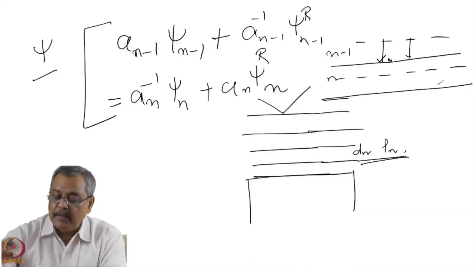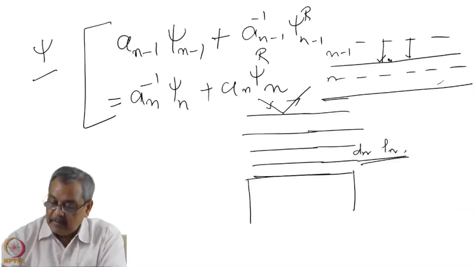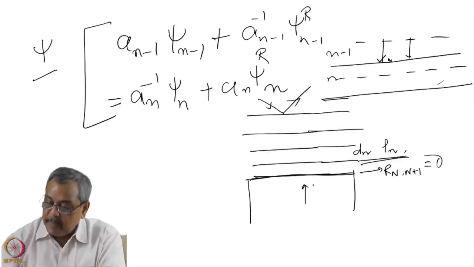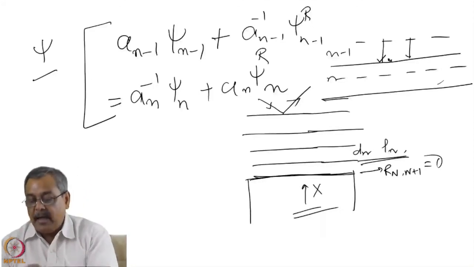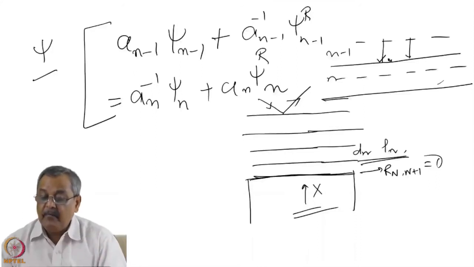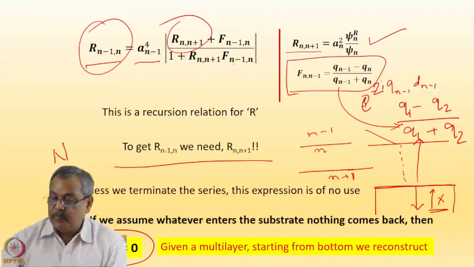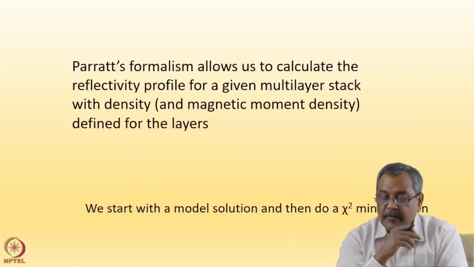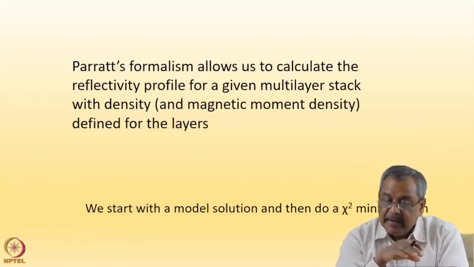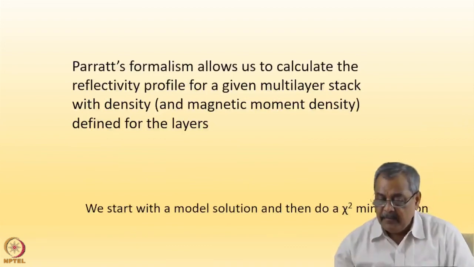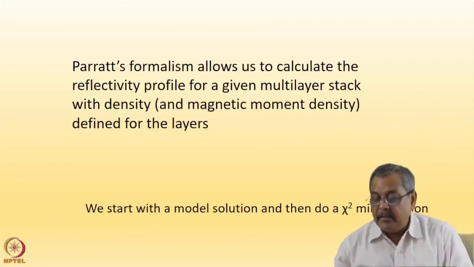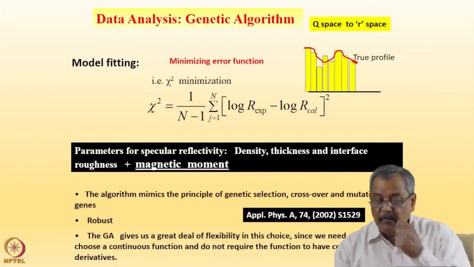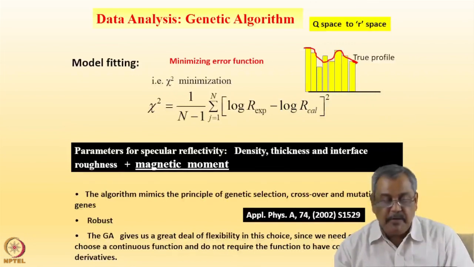I take the whole stack, put it in the reflectometry instrument and measure the reflected intensity. But assuming that r_{n,n+1} equals 0, that means nothing comes back from the substrate, I can have a model reflectivity pattern which I can compare with the experiment. So the Parratt formalism allows us to calculate the reflectivity profile for a given multilayer stack with density, together with magnetic moment density if it is polarized neutron reflectometry, defined for the layer. And now we can try a model solution, and then we go back to the same technique that we use for all other diffraction techniques: we try to do a chi-square minimization. So I will take up the data analysis, how we do it, in the next lecture.